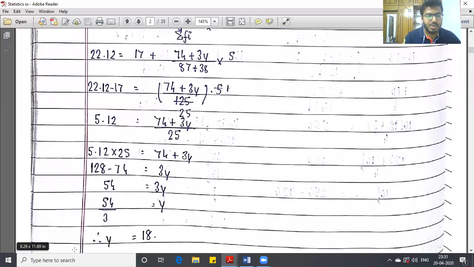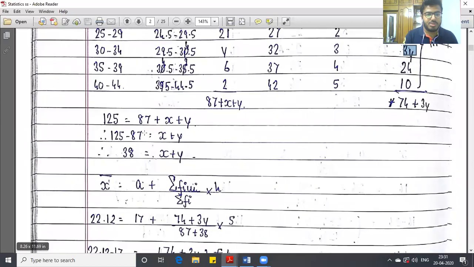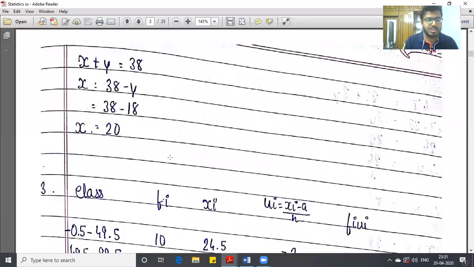Y is equal to 54 upon 3. Therefore y is equal to 18. So that is the answer. Now you have one equation here, 38 is equal to x plus y. So you can substitute the y value here. The y value we got is 18. So plus y goes to the other side as minus y. So 38 minus y, 38 minus 18, that is x is equal to 20. So this is how you got the values of x and y.